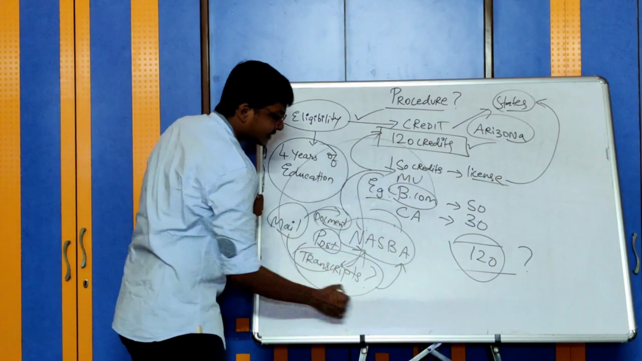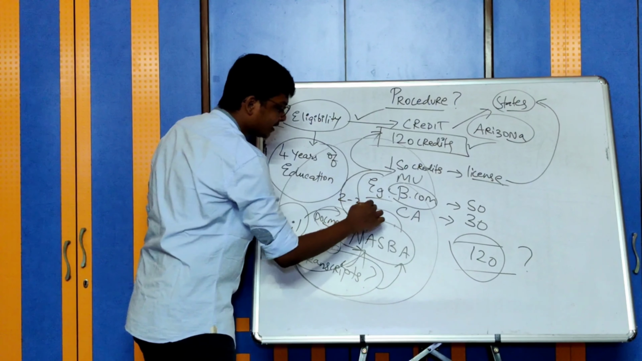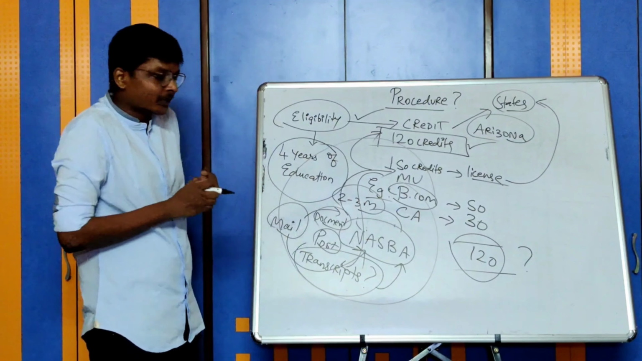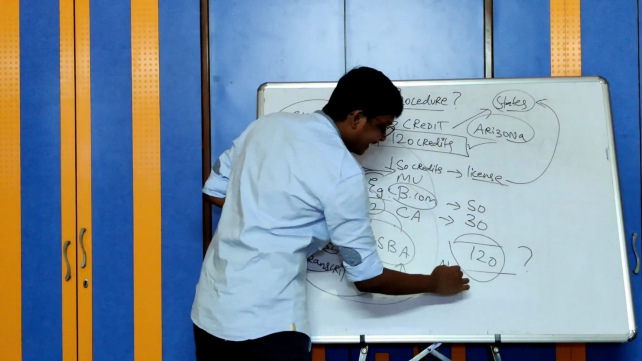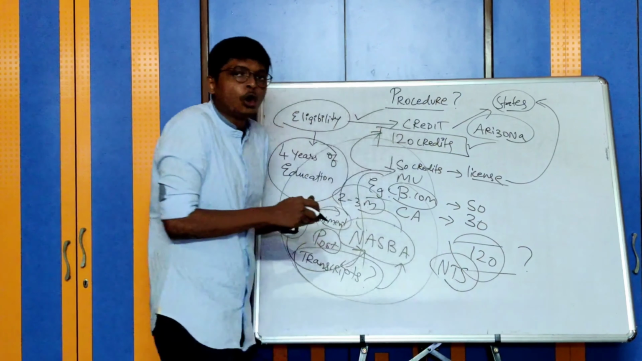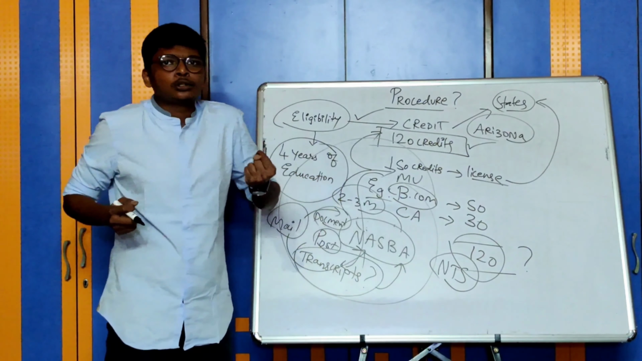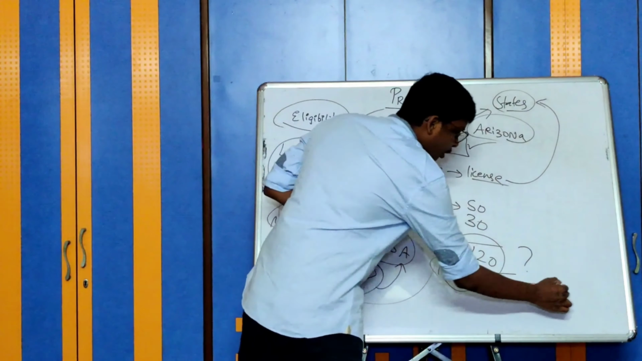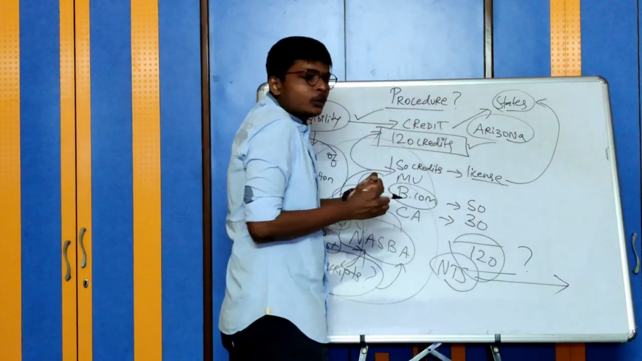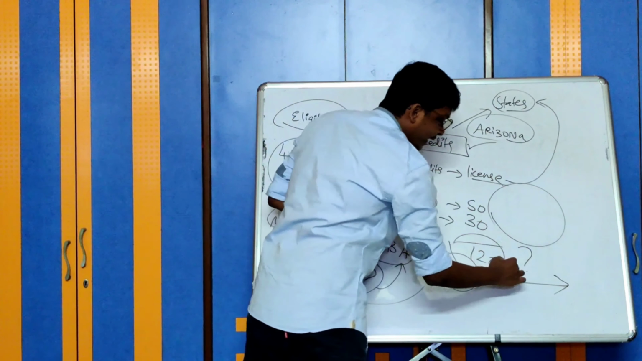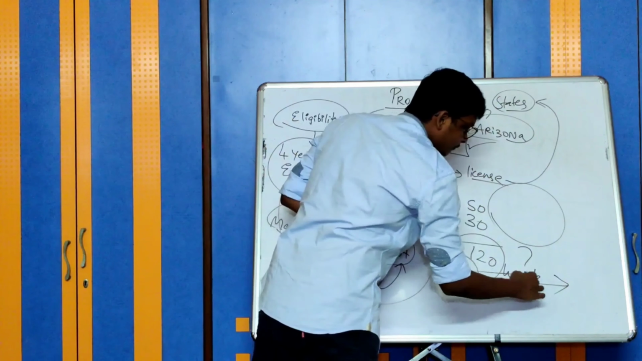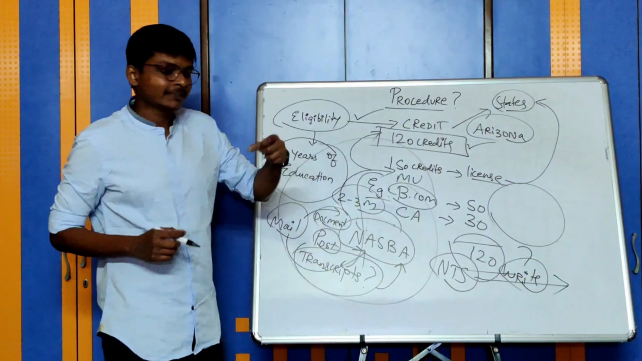This entire process will take around 2 to 3 months. Once they say you are eligible, they will give you something called NTS, known as Notice to Schedule the Exam. The minute you get NTS, you can start scheduling the exam anywhere in the world and go and write the exam.